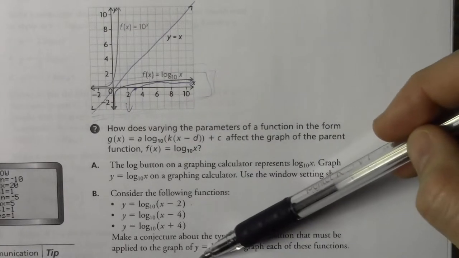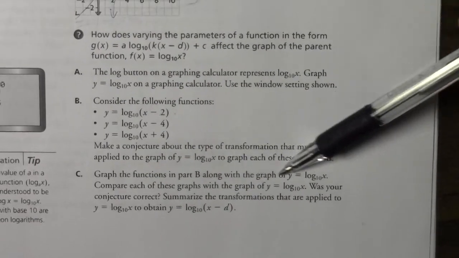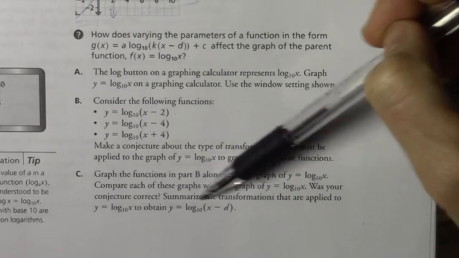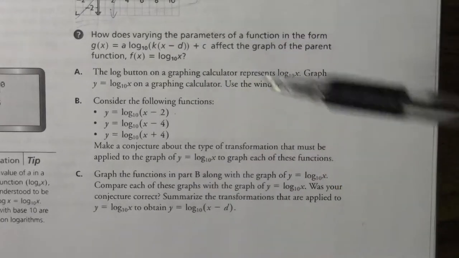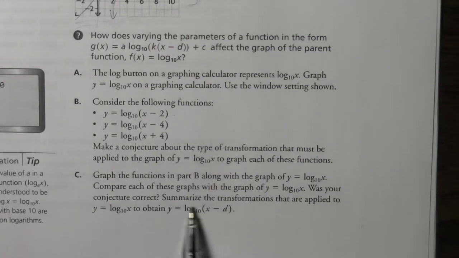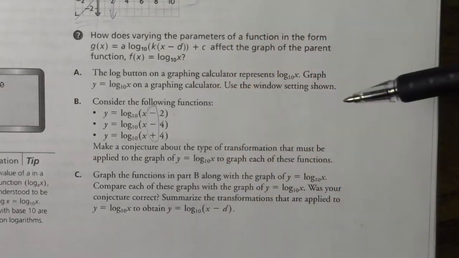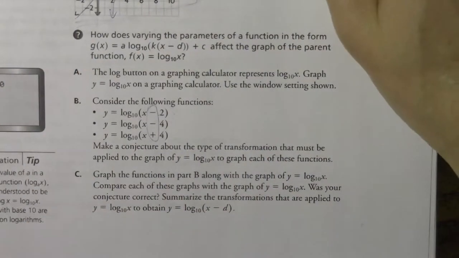Okay. Graph the functions in part B along with the graph of this. Compare each of these graphs with the graph of that. What was your conjecture? Summarize the transformations that are applied. So we already know this. We're going to go the opposite direction to the sign we see here, on the x-axis.